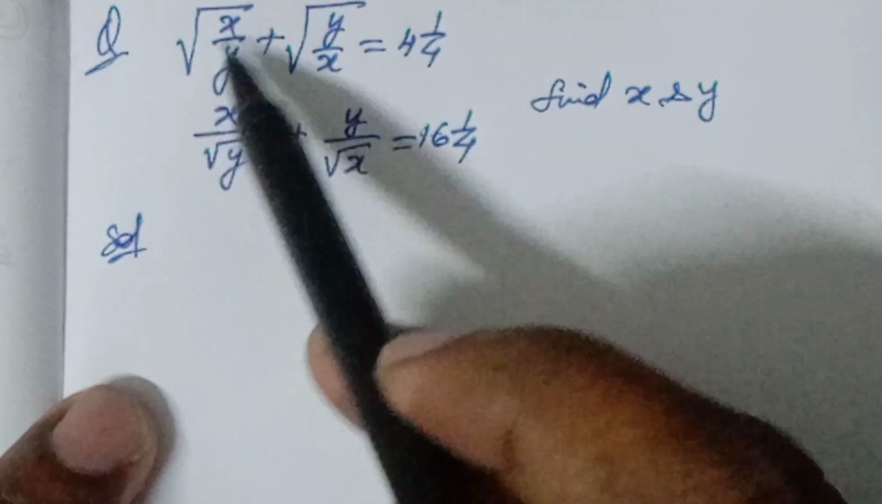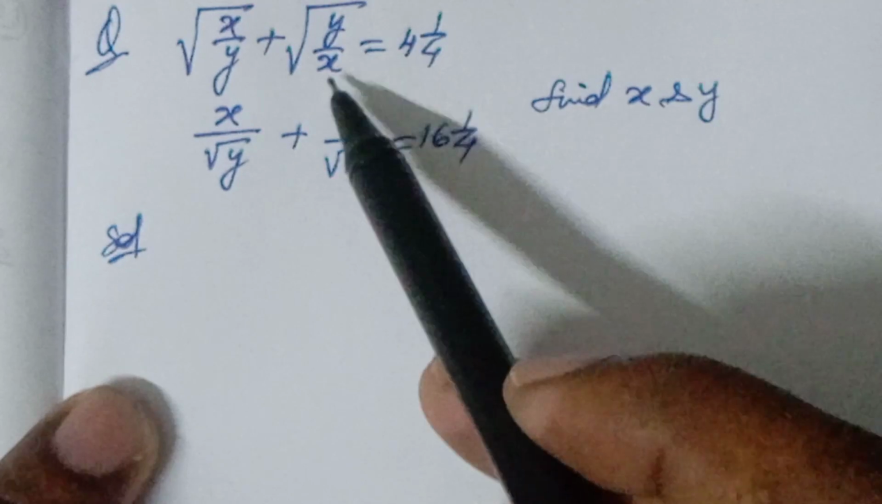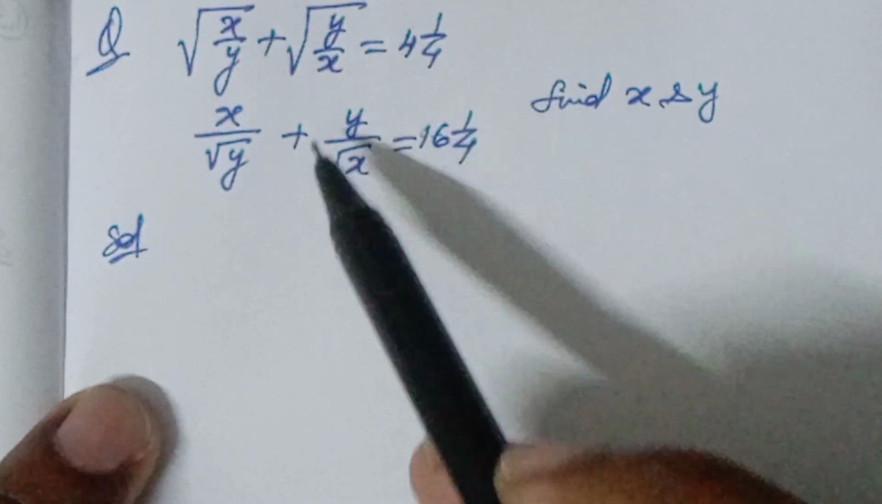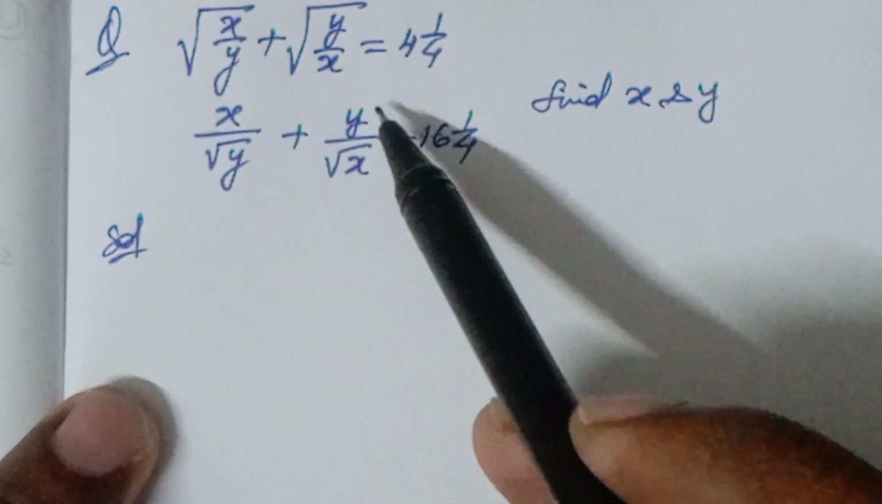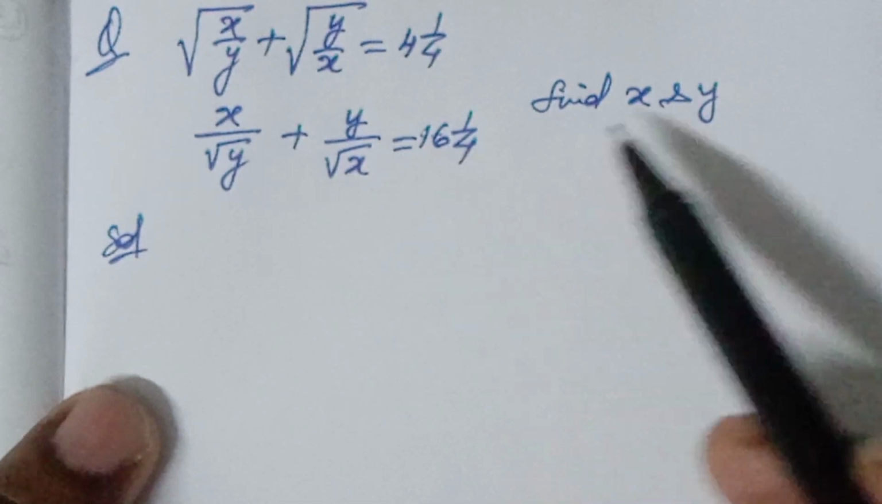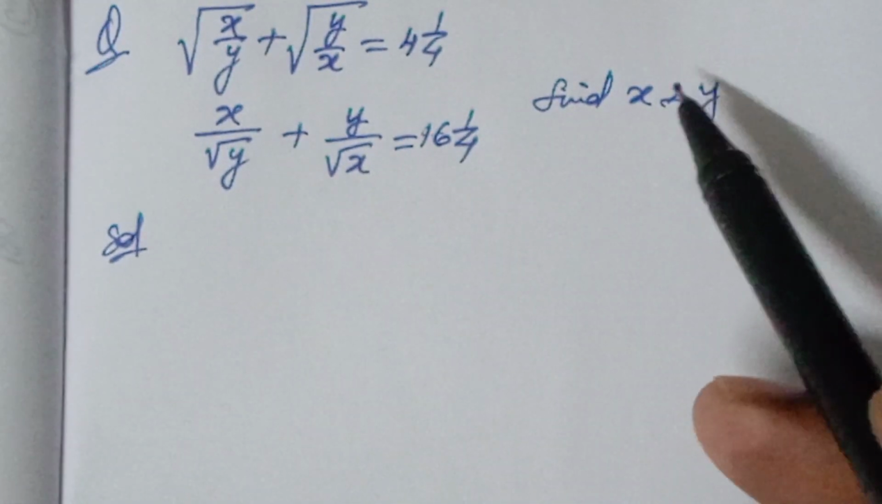The question is: given root of x by y plus root of y by x is equal to 4 1 by 4, and x by root y plus y by root x is 16 1 by 4, we have to find the values of x and y.